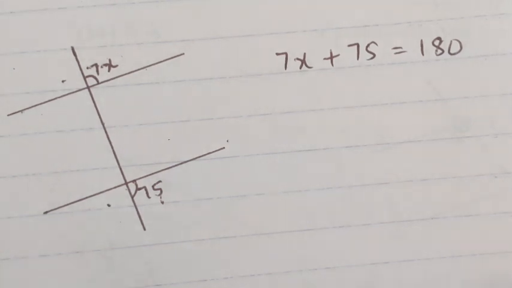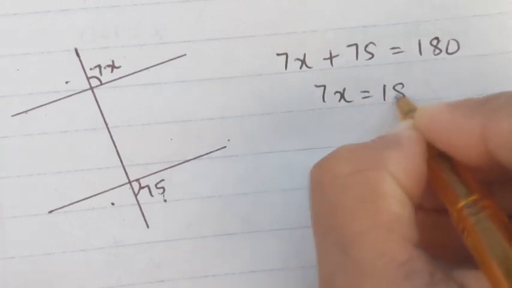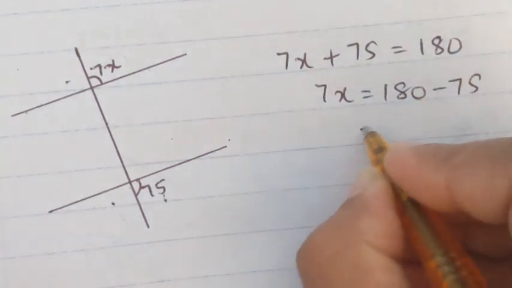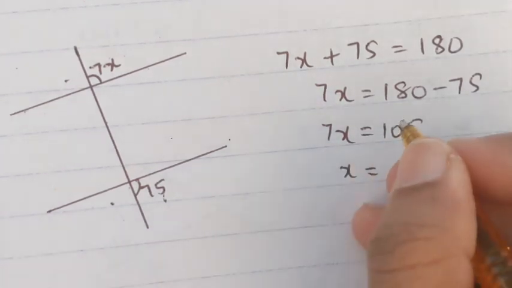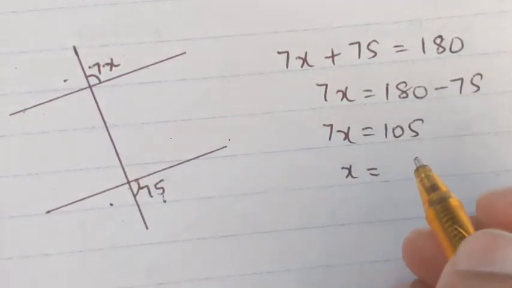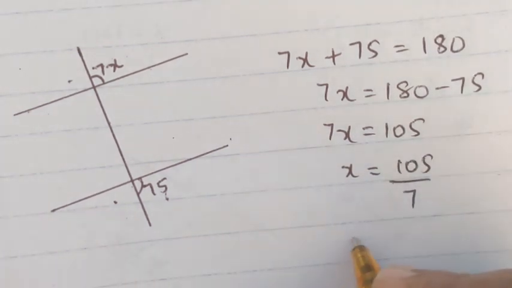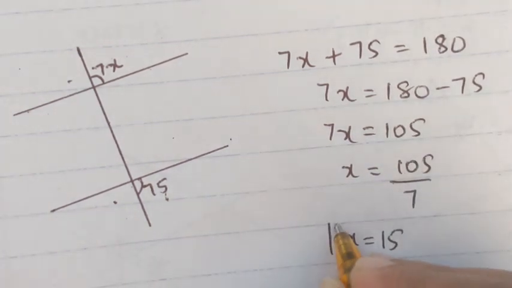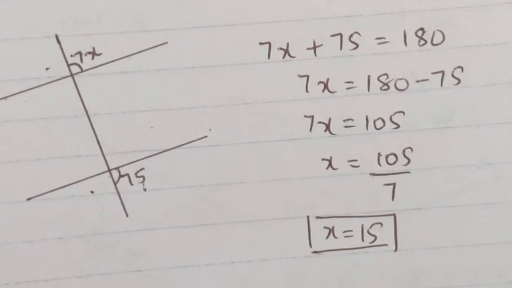Apart from that, there is no other property. So if we solve it, it becomes 7x equals 180 minus 75, that is 105. Then when we divide, since 7 is getting multiplied with x, on the other side it will be divided, so 105 divided by 7 is equal to 15. The value of x would then be 15. That's it. Okay, students, that's how you have to solve these questions.